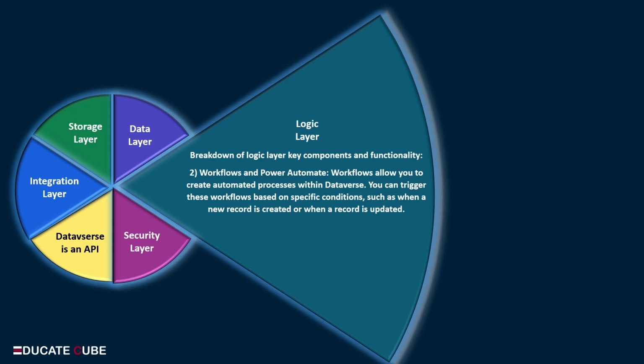For example, suppose every time a new customer record is created, you want to automatically send a welcome email to that customer. You can set up a workflow to trigger when a customer is added and automatically email them a welcome message. So the main purpose is that workflows and Power Automate help automate tasks and processes based on certain triggers, like when a record is created or updated, so you don't need to do them manually.